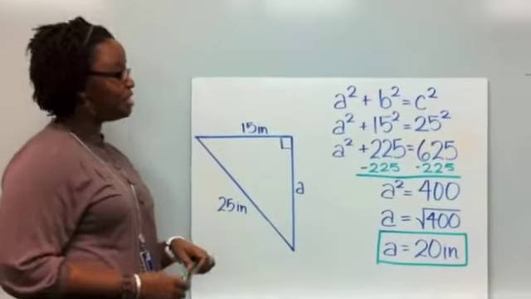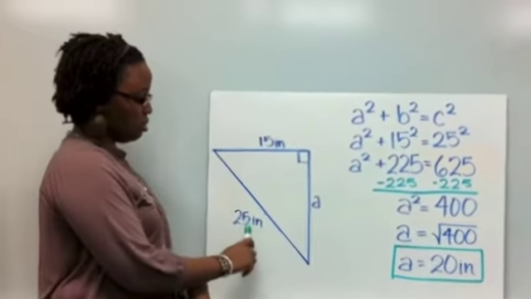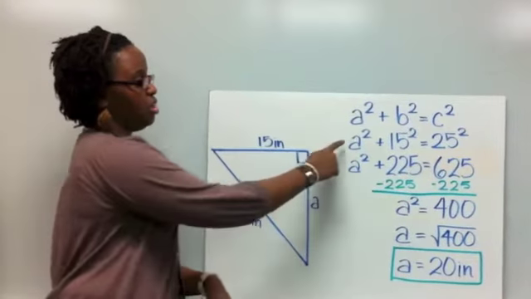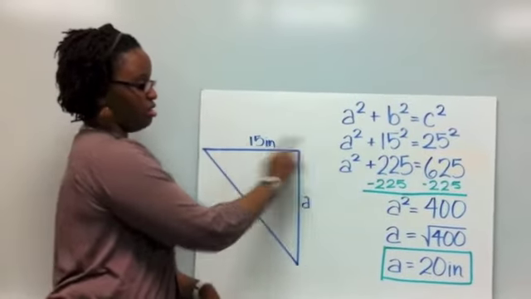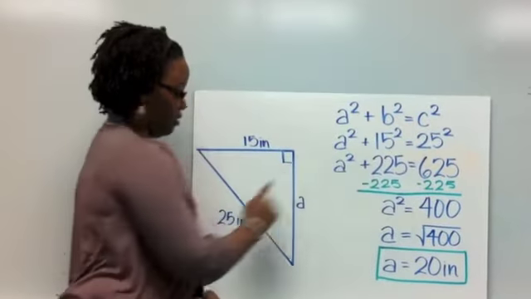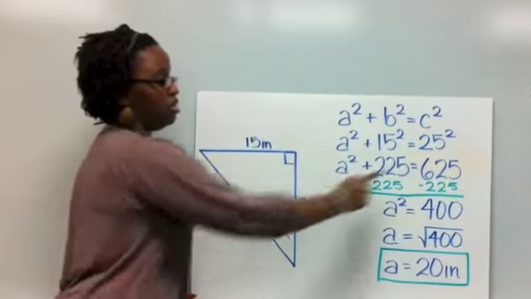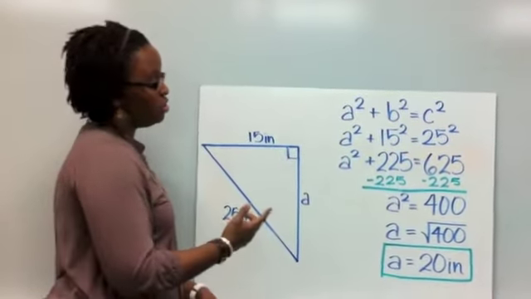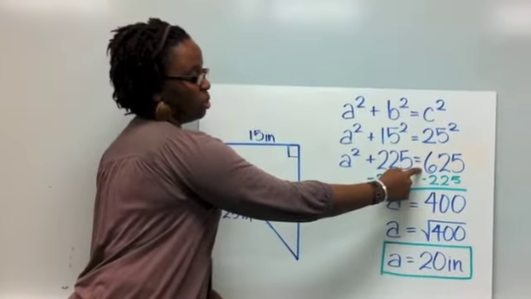Alright, so in the example you were just given, you were not given side A, you were given side B and the hypotenuse, side C. And so we've got A squared plus B squared, which is the 15, so 15 squared, equals C squared, which is the 25 squared. Remember, C is always your hypotenuse, so hopefully you put the 25 as replacing the C. And so you'll just do your work here. 15 squared is 225. 25 squared is 625.